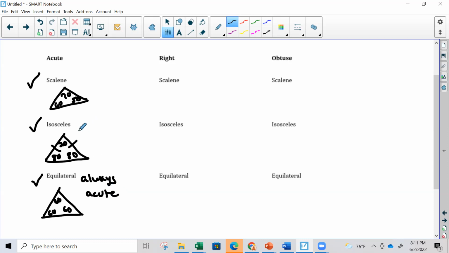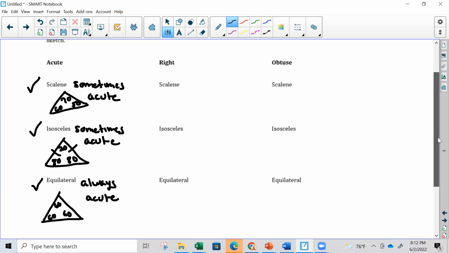An isosceles triangle is sometimes acute. And a scalene triangle is sometimes acute. And for this relationship, like an acute triangle is sometimes scalene, it's sometimes isosceles, it's sometimes equilateral, because it could be any one of these examples.